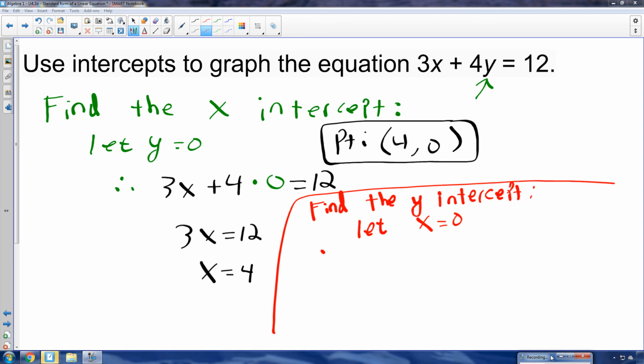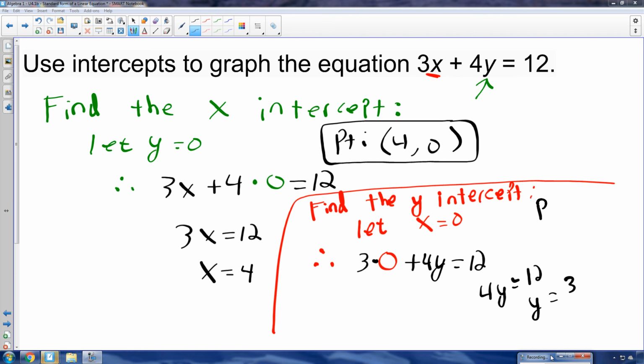Therefore, if x is 0, what is that equation up top going to be then? If x is now 0, it's 3 times 0. That's what we're putting in for x. Plus 4y equals 12. And if 3 times 0 is 0, then we have 4y is equal to 12. And we have y is equal to 3. So what is the point of the y-intercept? 0, 3. We are pretty much done at that point.